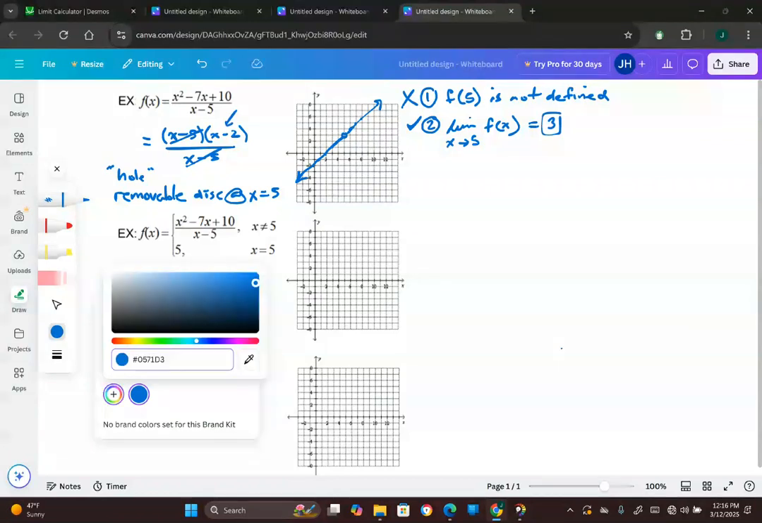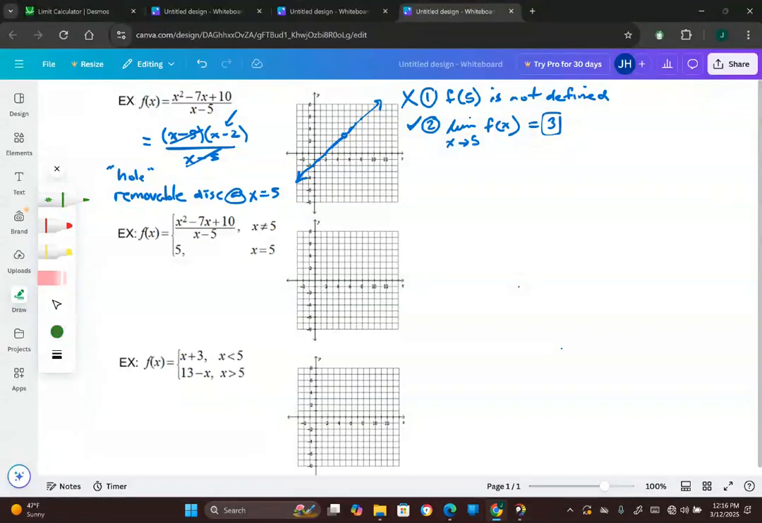Now, we're going to do a few more things here. This next graph is a piecewise function. It literally involves the graph from the previous one. So at 5, 3, there's going to be a hole. This still looks like the line that I drew the last time, but there's an extra point on this graph at 5, 5.